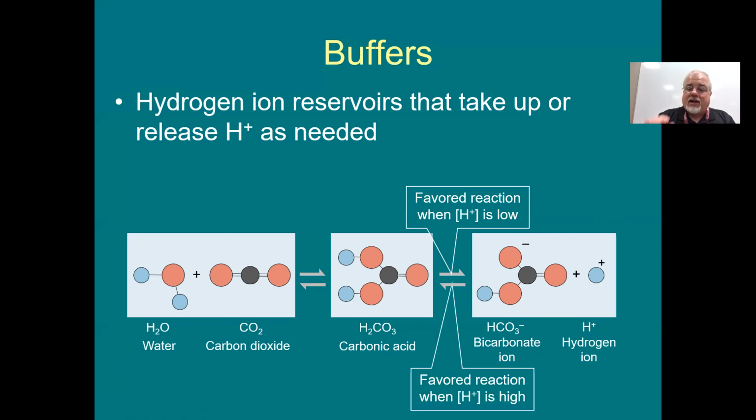What if I add a little bit of acid? I increase the hydrogen ion concentration. Well, the bicarbonate is going to absorb those excess hydrogen ions I just added and favor the reaction going the other way to make carbonic acid again, to take away the hydrogen ions, again, resisting the change in pH.